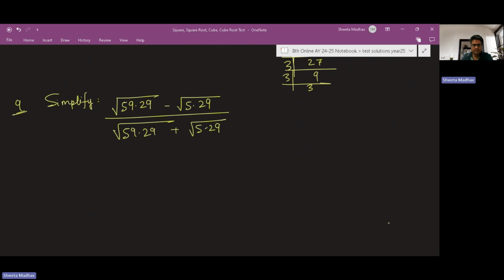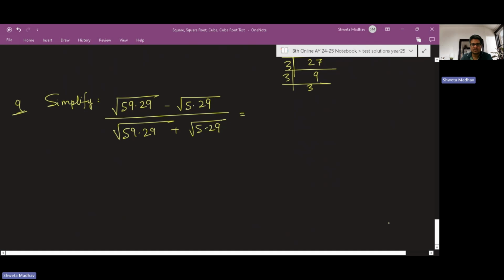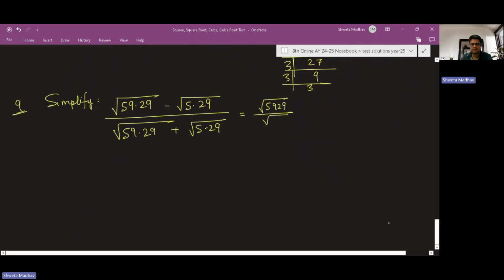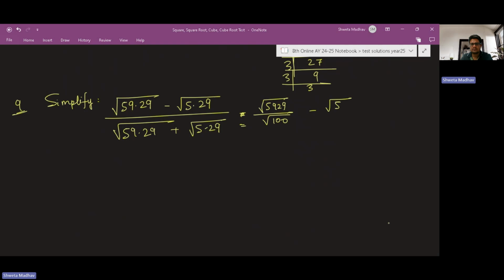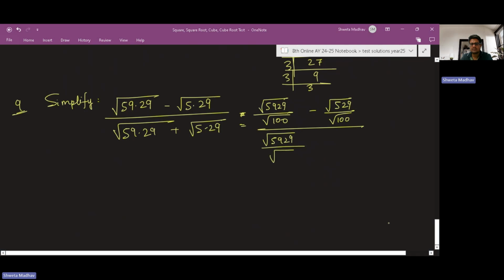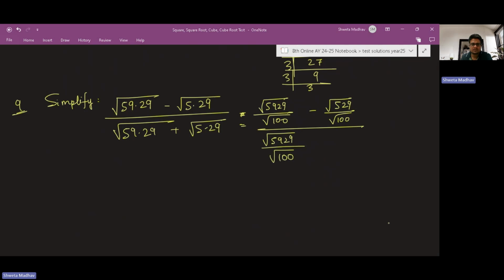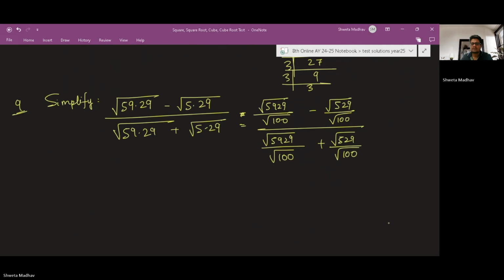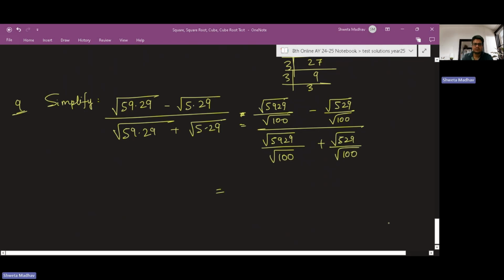So now if we take the square root, this will be root over 5929 divided by root over 100, minus root over 529 divided by root over 100, divided by root over 5929 divided by root over 100, since 59.29 is 5929 divided by 100, plus root over 529 divided by root over 100. So this will be root over 5929.